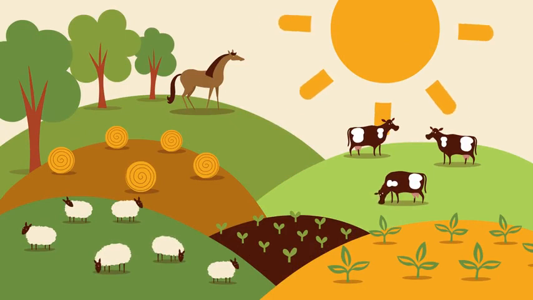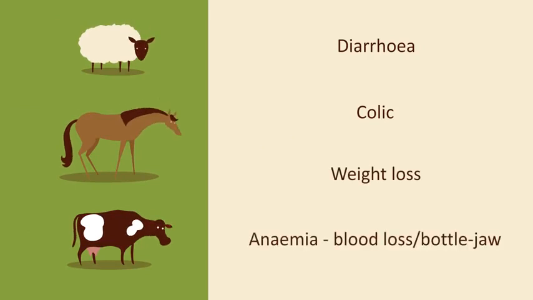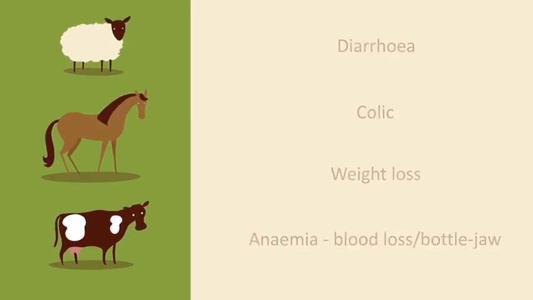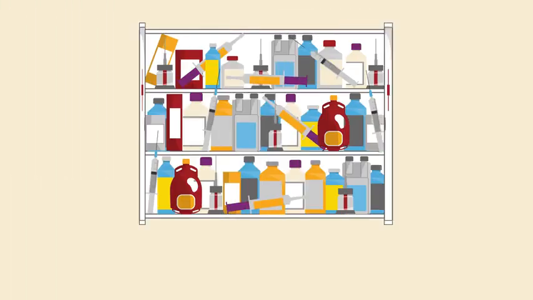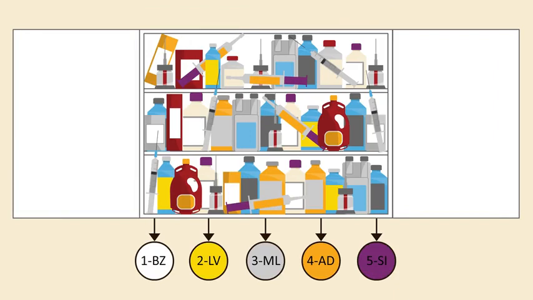There are many different types of parasitic worms that cause different problems, such as diarrhea, colic, weight loss and anemia. So, how can we control these worms and minimise the damage they do? Well, there are many anthelmintic products and formulations that you could use, but currently there are only 5 groups of active ingredients licensed for sheep and 3 for horses and cattle. But do they always work?